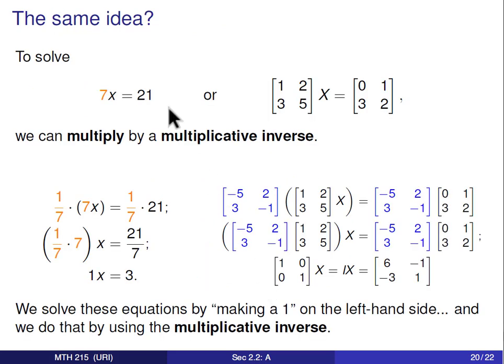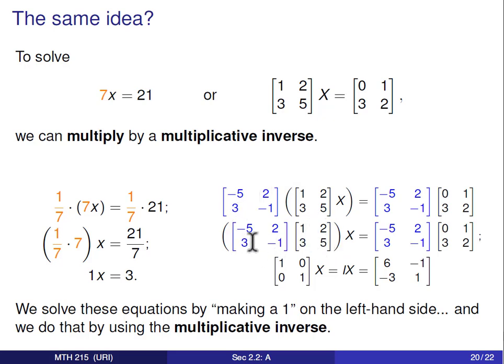And let's try and do the same thing we do in the 7x equals 21 equation. There we start by multiplying both sides of the equation by the multiplicative inverse of 7. We group the 1/7 and the 7 together, and that creates 1, and 1 times your variable is just your variable. So we're going to take 1, 2, 3, 5, the matrix we were just looking at, and do the same thing. We'll multiply both sides with that.